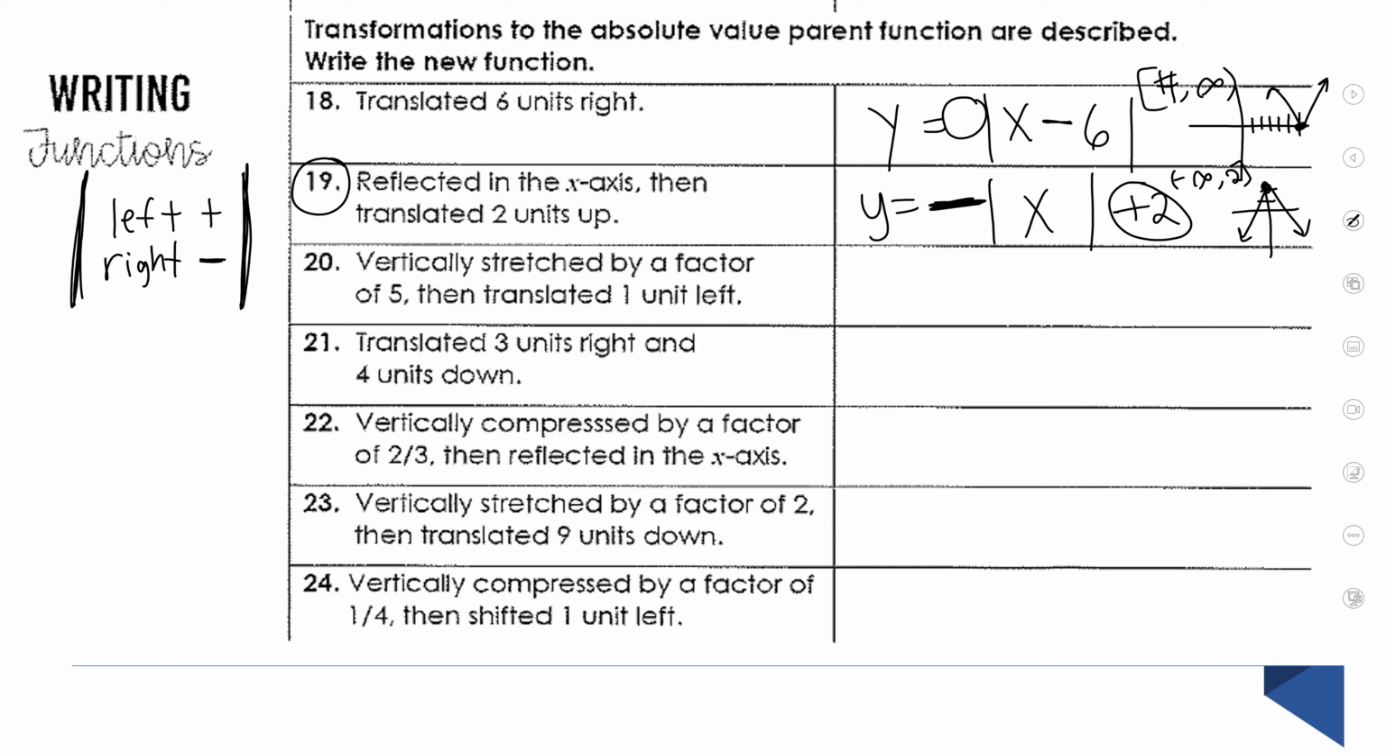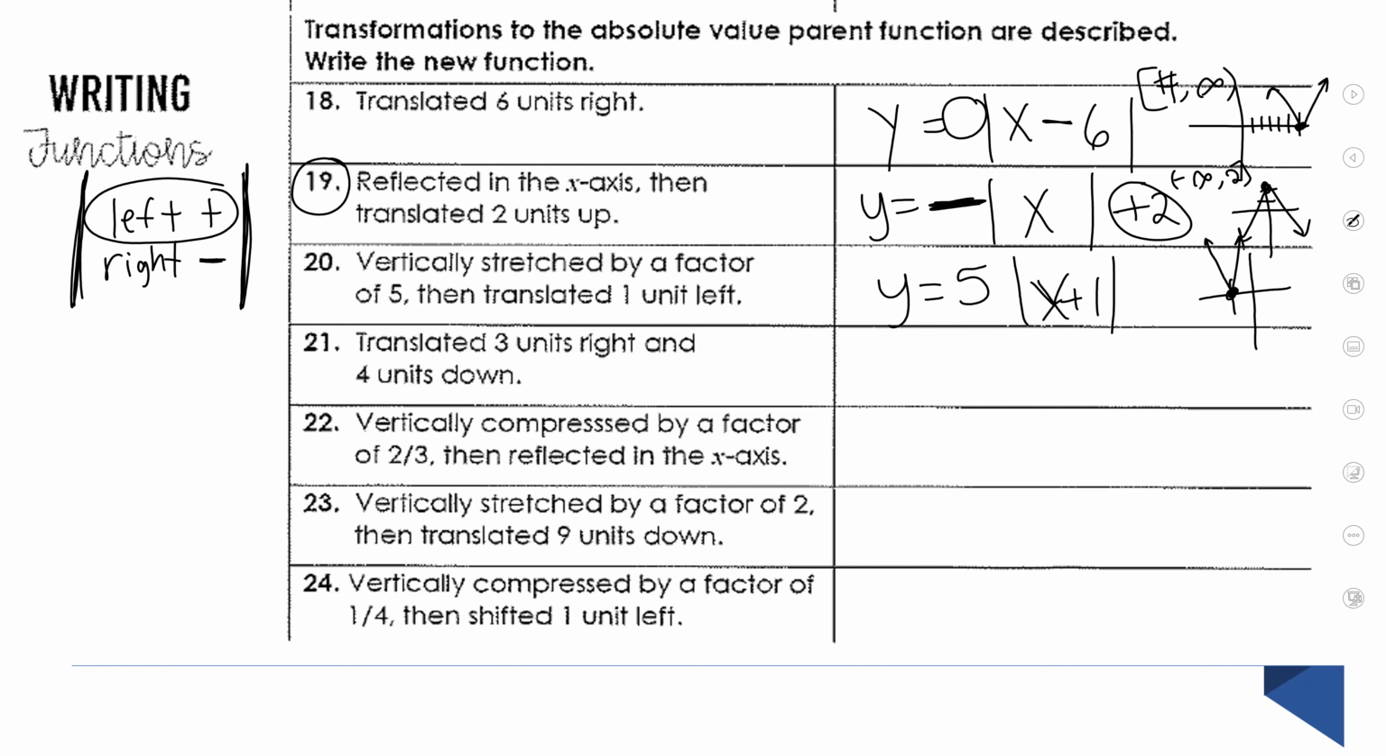Okay, next we have a vertical stretch by a factor of 5. So that will be in the front. Compresses and stretches the numbers in the front. And then it says it was translated 1 unit to the left. So for left, I'm going to use a plus sign. So this will be x plus 1. So if I were to graph it, it went to the left 1. So there's my vertex. And it's a vertical stretch. So it's going to be tall and skinny. That's what my graph would look like.